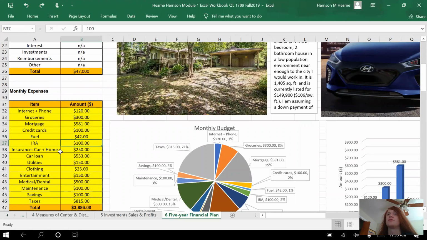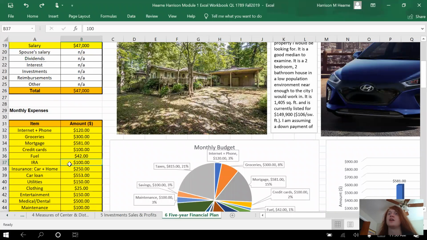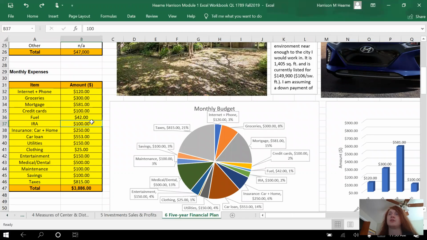This number is a very rough number. We'll say we're contributing $100 a month to an IRA. Ideally, I would be contributing more money to that than $100 a month, but this is a very rough estimate. So for instance, if my income was more than $47,000, a lot of that additional money would probably be going to this category here, an IRA, because I believe you can contribute $6,000 a year to a Roth IRA, and you really want to be contributing as much money as possible to Roth IRAs because they are excellent, secure, long-term investments. So ideally, that number would be higher.